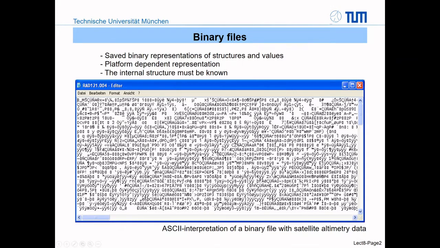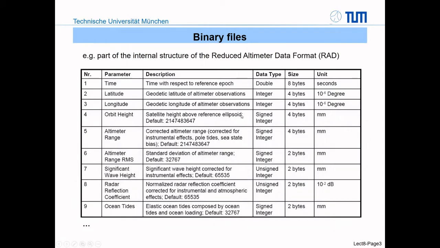Therefore, you need a description. And the description is usually given by an additional representation or an additional file where you know which elements and with which size you have to use these elements. So in our case, we use this RAD, reduced altimeter data format, and this RAD file contained time, a latitude, longitude, and explains that the first is a double, the next is an integer, the next is an integer with 8 bytes, with 4 bytes, and so on.